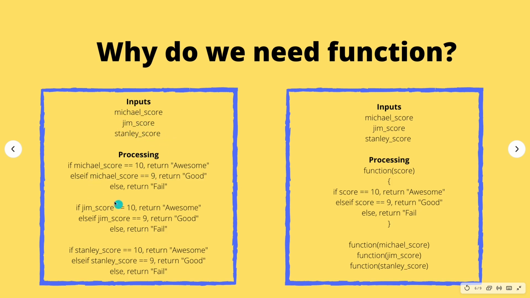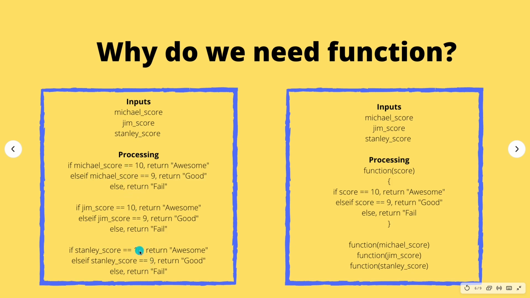And then under the processing side, here we see an if statement. If Michael's score is equal to 10, it will generate the awesome output for the user. If Michael's score is equal to 9, it will return good. And anything below 9 will return fail. We do the same thing for Jim and Stanley. As you can see, we actually copy and paste code, and then we just change the variable from Michael's score to Jim's score, and then from Jim's score to Stanley's score. Everything else is the same.